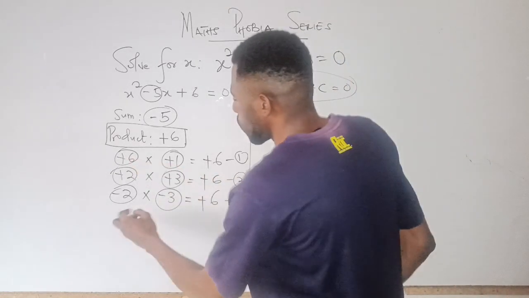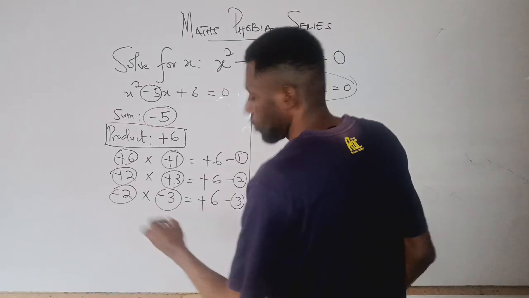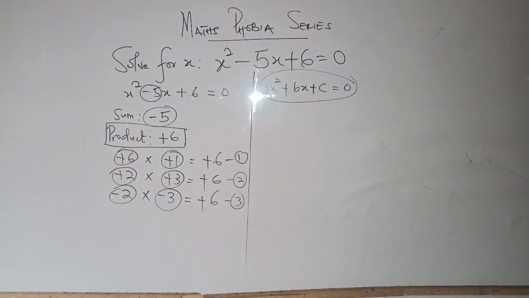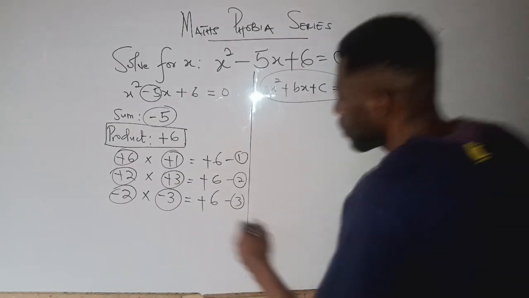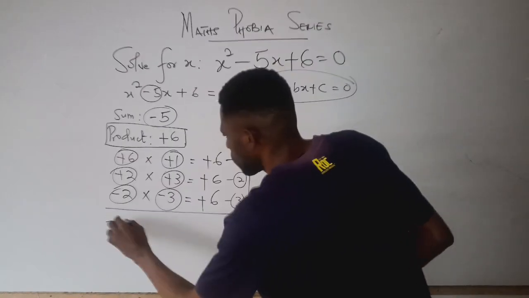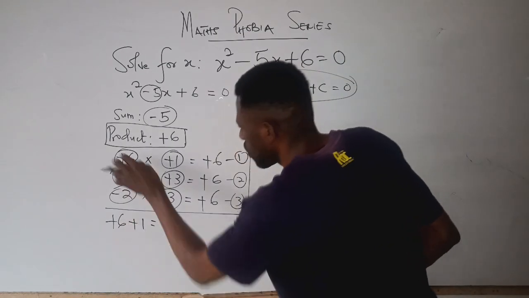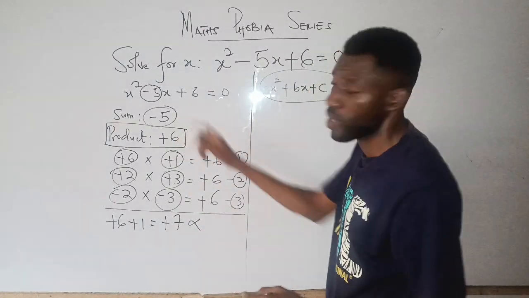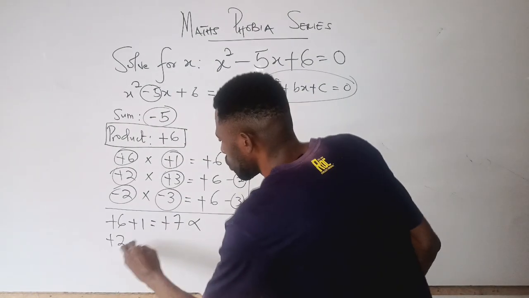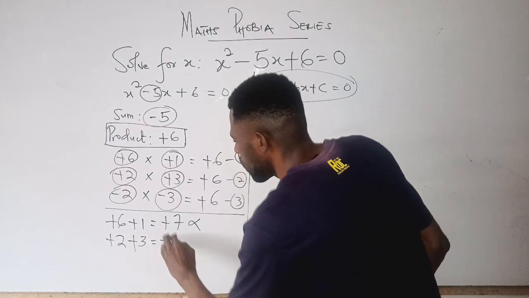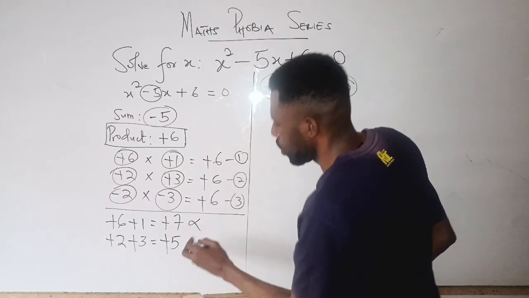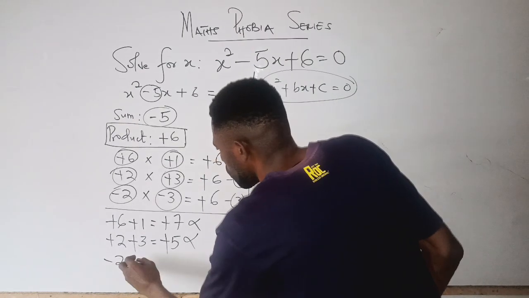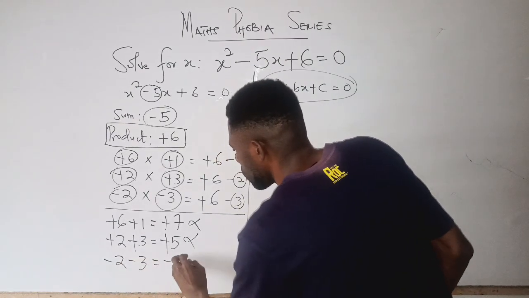If I use plus 6 plus 1, I'm using these 2 now, will give me plus 7. I can't use this. I need the one that will give me minus 5. Plus 2 plus 3 will give me plus 5. Close. But I need the one that will give me minus 5. Minus 2 minus 3 will give us minus 5.